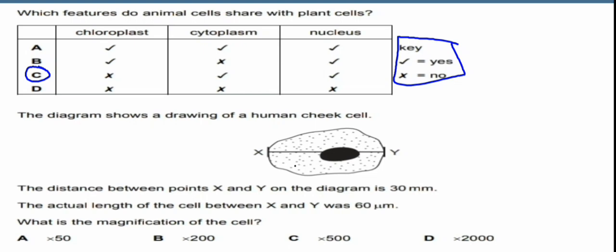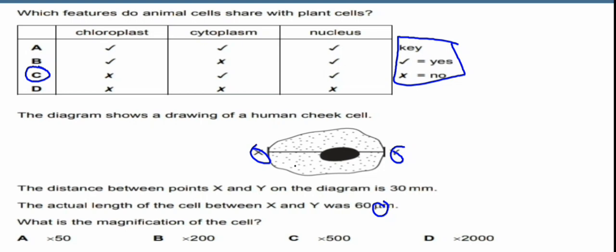And then the next question says, the diagram shows a drawing of a human cheek cell. So we have X and Y. The distance between points X and Y on the diagram is 30 millimeters. So this 30 millimeters is the size of the drawing. Then the actual length of the cell between X and Y was 60 micrometers. This symbol here means micro, and micro means millionth.